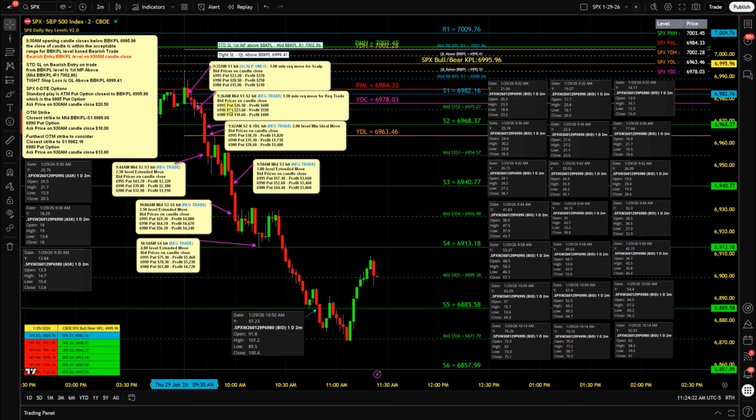Now at this point, the 69.95 put on the bid on the candle close 26.50, that's a profit of $600 per option. The 69.90 bid on the candle close 23.60, profit $550 per option. And the 69.80, $18.60, profit $480 per option.